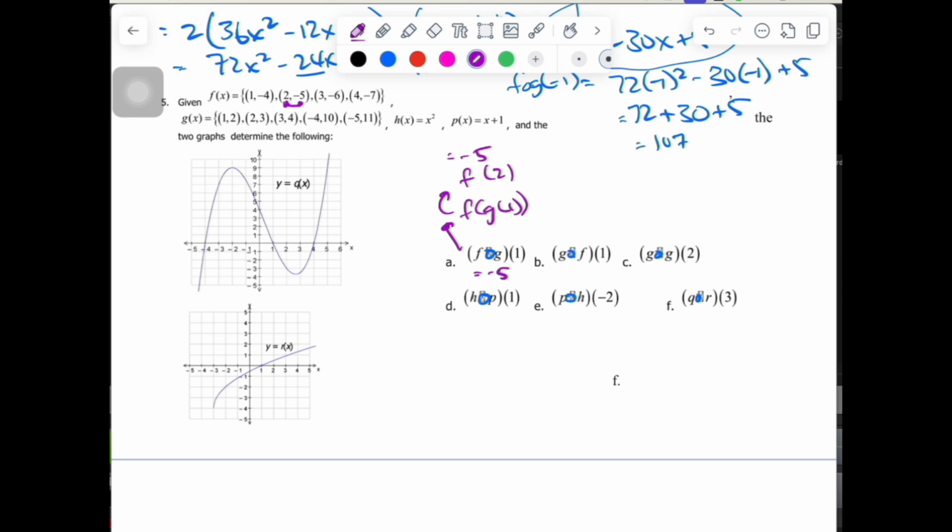Going to b now, it's doing g of f of 1. So I start here. f at 1 gives me negative 4, and so this is saying g at negative 4. Going up the page, g at negative 4 produces 10. So this is equal to 10.